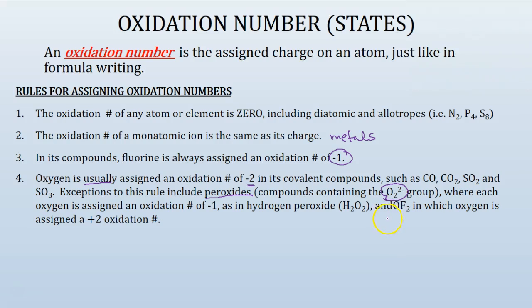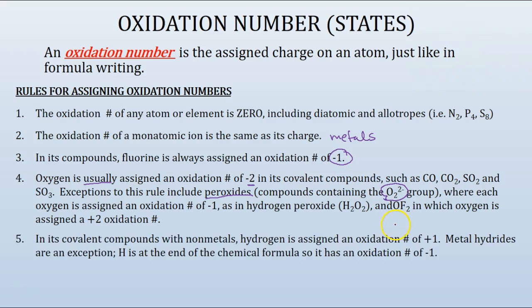If we have oxygen, typically it's a -2. Exceptions are peroxides and this very strange group that has this fluorine, this OF2, this oxygen difluoride. Okay, an oxygen difluoride here would have a +2 charge because fluorine gets a -1 before oxygen gets a -2, because fluorine is more electronegative.